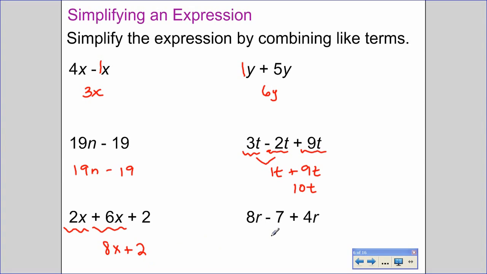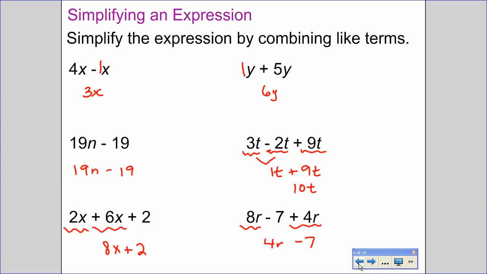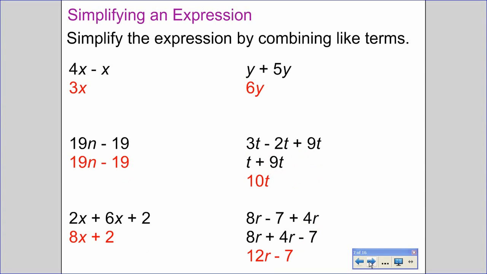Watch me carefully on this one. 8r plus 4r minus 7. 4r minus 7, is that right? Let's check. That doesn't work. It needs to be 12r minus 7. We always take the sign from in front of the term. 12r minus 7 is correct.